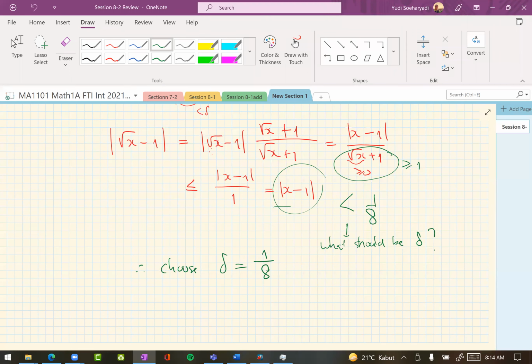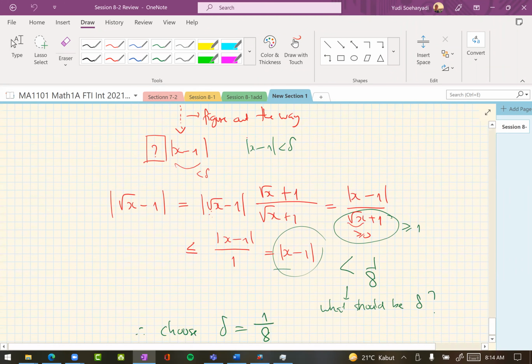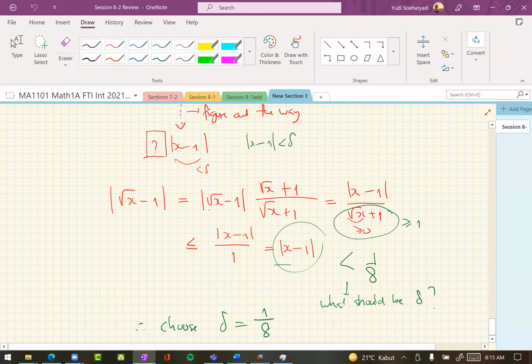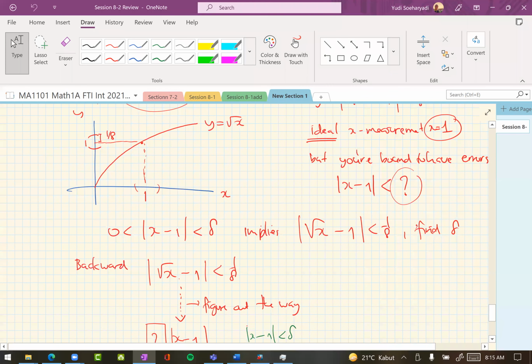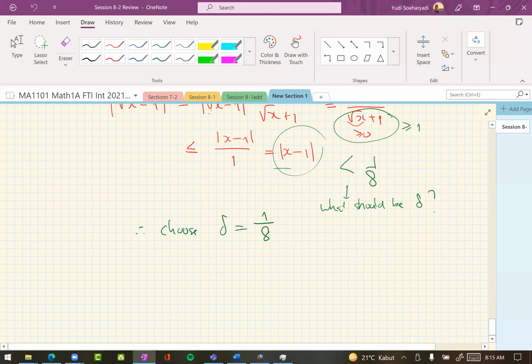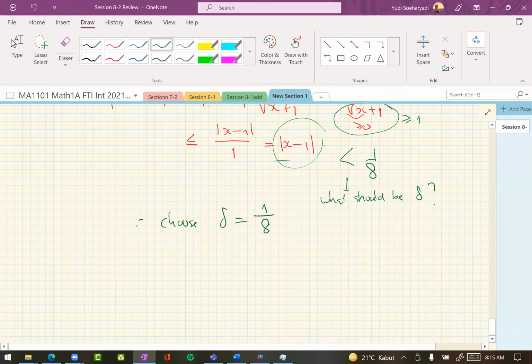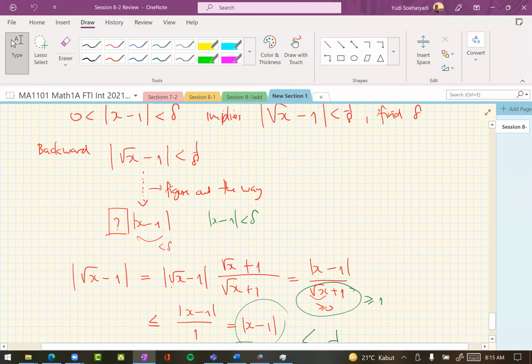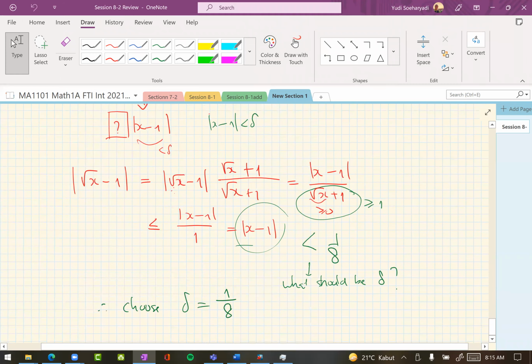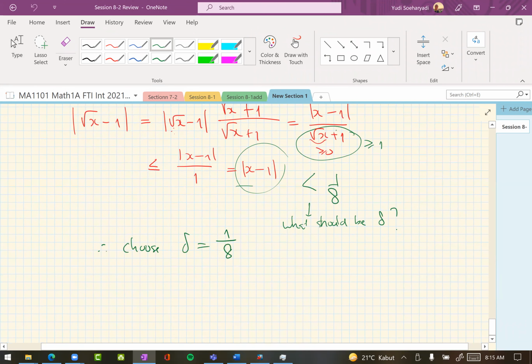Question about this particular example. In fact, you see from this process, it doesn't matter if it is 1/8 or 1/4 or 1/1000, you will get the delta is the same as the thing that we have in the beginning. Of course, because the process here is just, we replace it by 1, so it doesn't change anything.